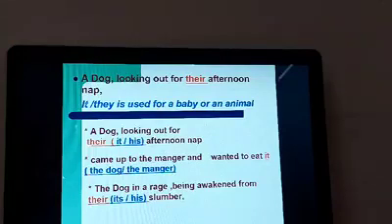Thus the thing continues. Came up to the manger and wanted to eat it. This "it" is another confusing statement, because here you are to use the dog or the manger so that it helps our understanding. You can use both, but you have to choose as per the context, and we have to read the total paragraph as a whole. The dog in a rage, being awakened from their, its or his, the thing is the same.